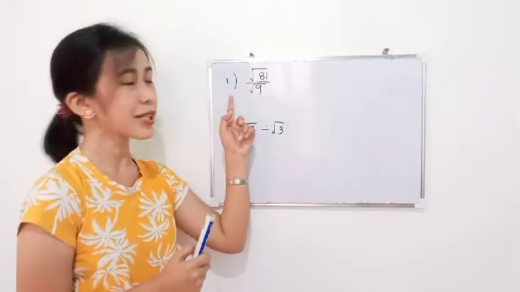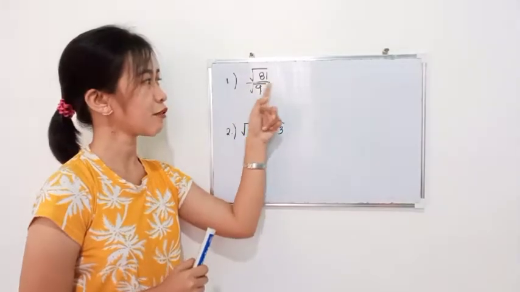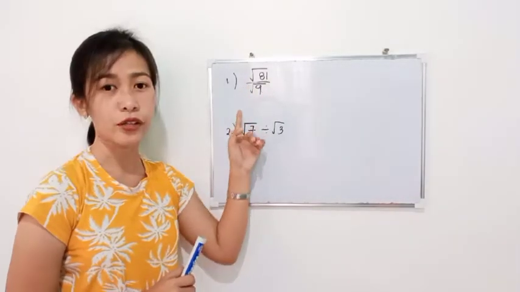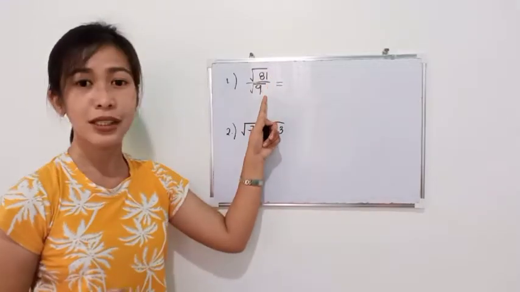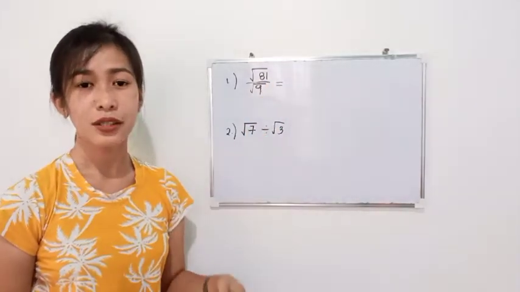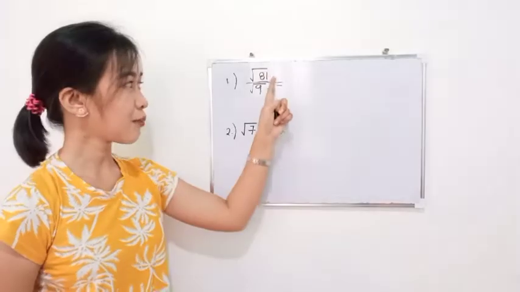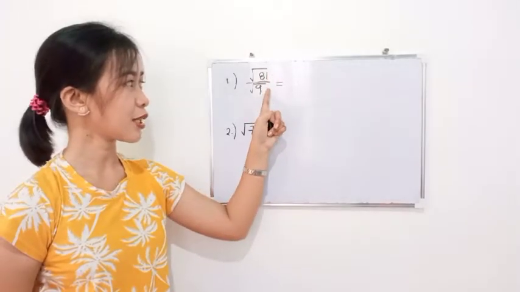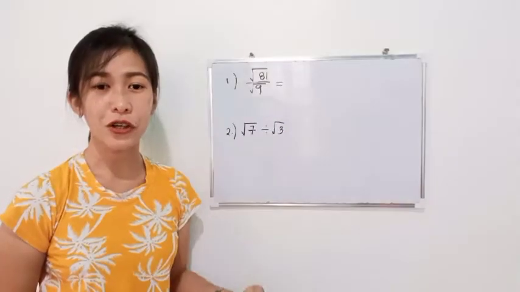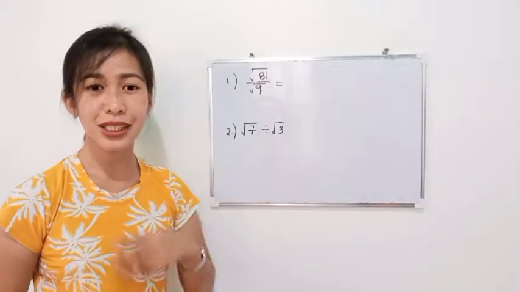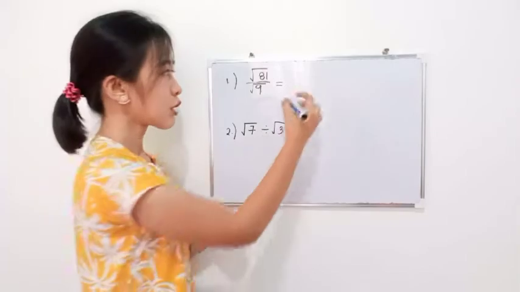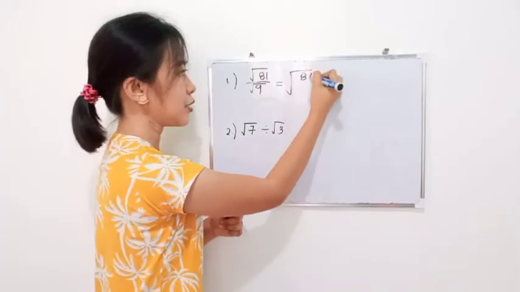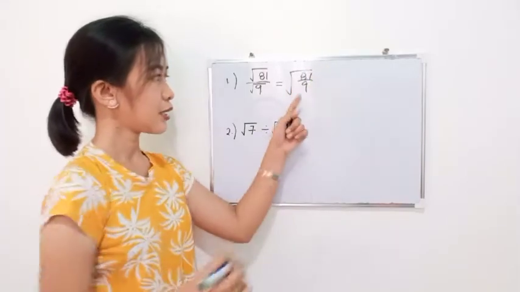Alright? So we have example number 1, square root of 81 divided by square root of 9. As you can see, si 81 and si 9 is so much related to each other. Kasi 'di ba, kapag dinivide natin si 81 kay 9, of course, mayroon siyang sagot. 'Di ba? Which is hindi siya magiging decimal. And then kapag ganyan yung situation, ganito lang siya, 81 divided by 9.